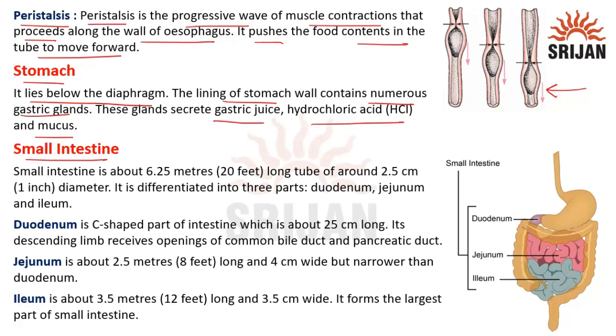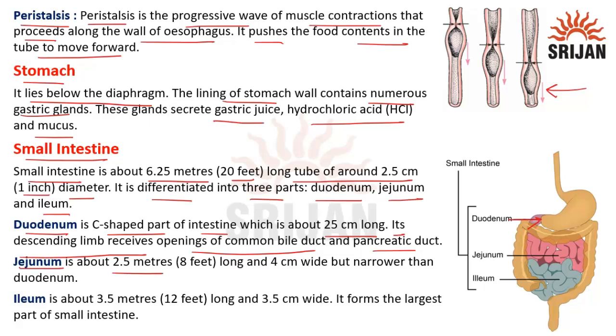Then small intestine. The small intestine is about 6.25 meters or 20 feet long tube of around 2.5 centimeter or 1 inch diameter. It is differentiated into three parts: duodenum, jejunum, and ileum. The duodenum is a C-shaped part of the intestine which is about 25 centimeters long. Its descending limb receives openings of the common bile duct and pancreatic duct. So this is the duodenum.